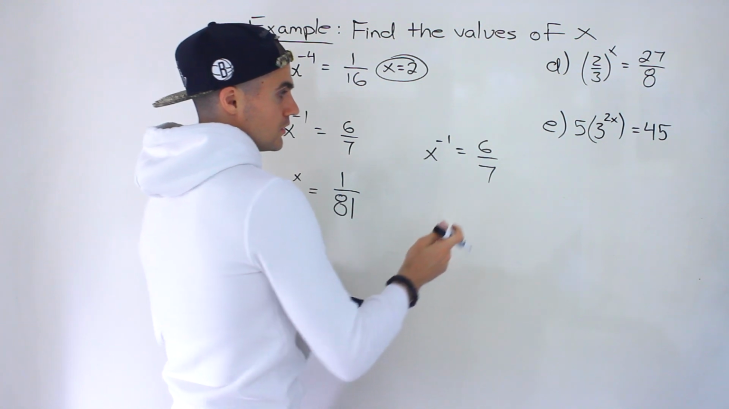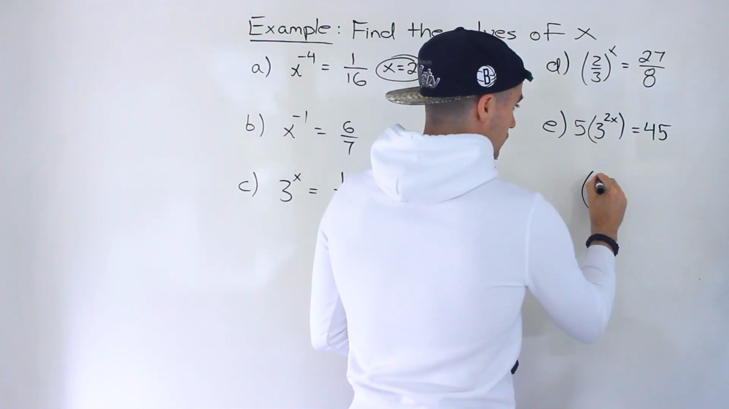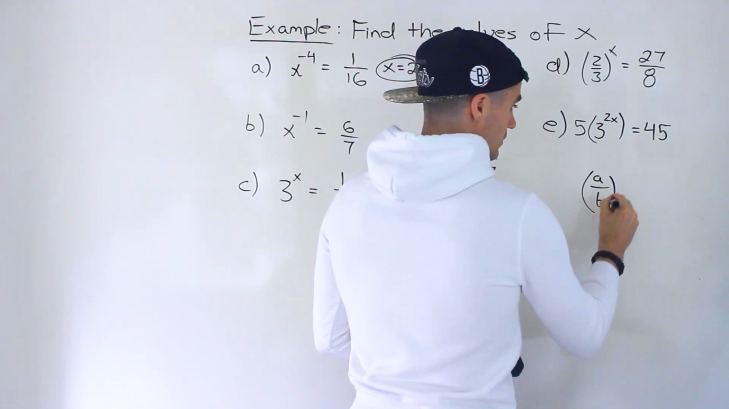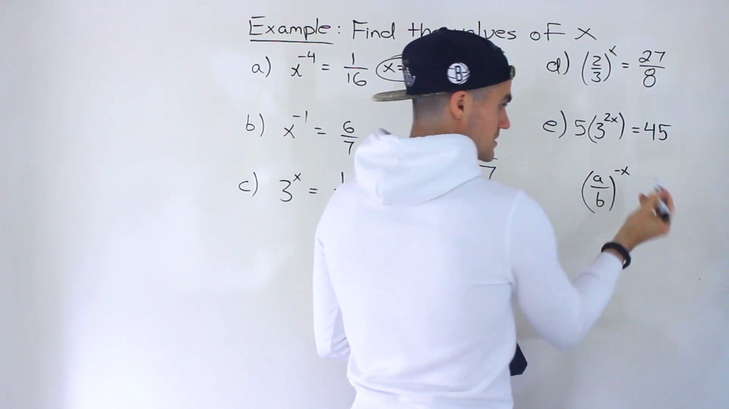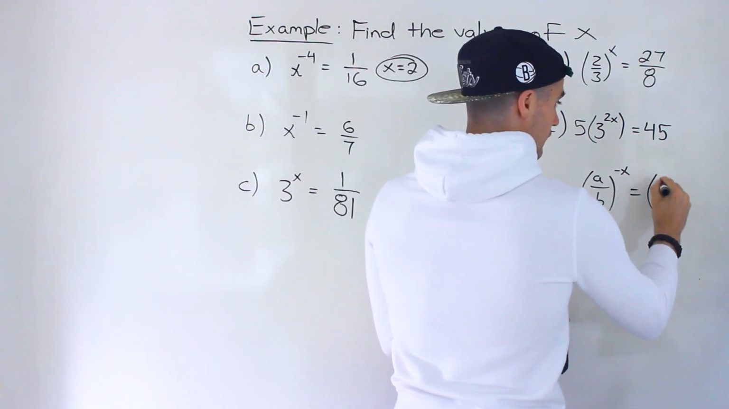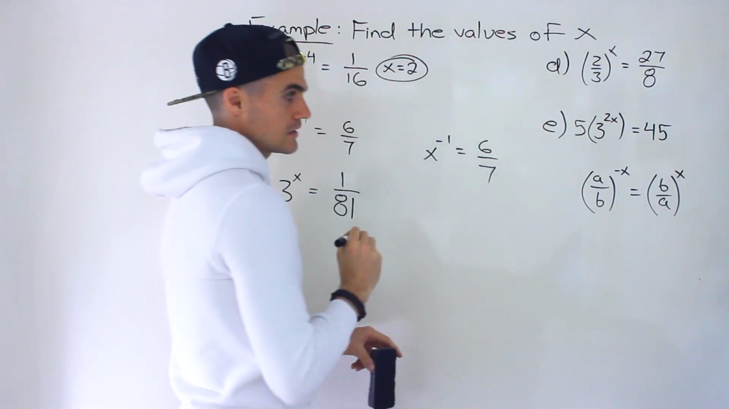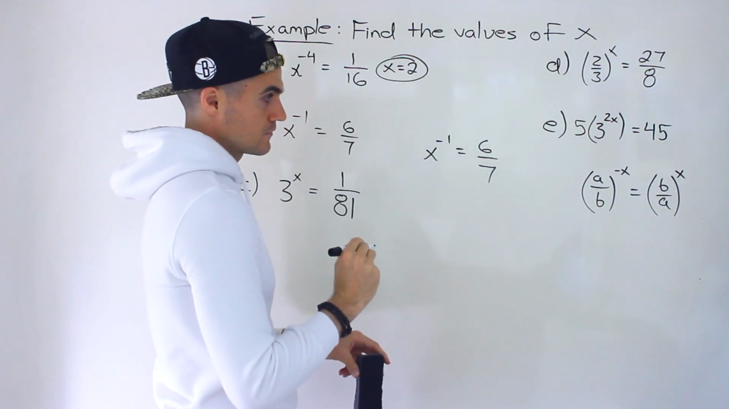Well, what we can do, just in general actually, let me just do a quick review. If we have a fraction to a negative exponent, that's the same as taking the fraction and flipping it, and then making the exponent positive.